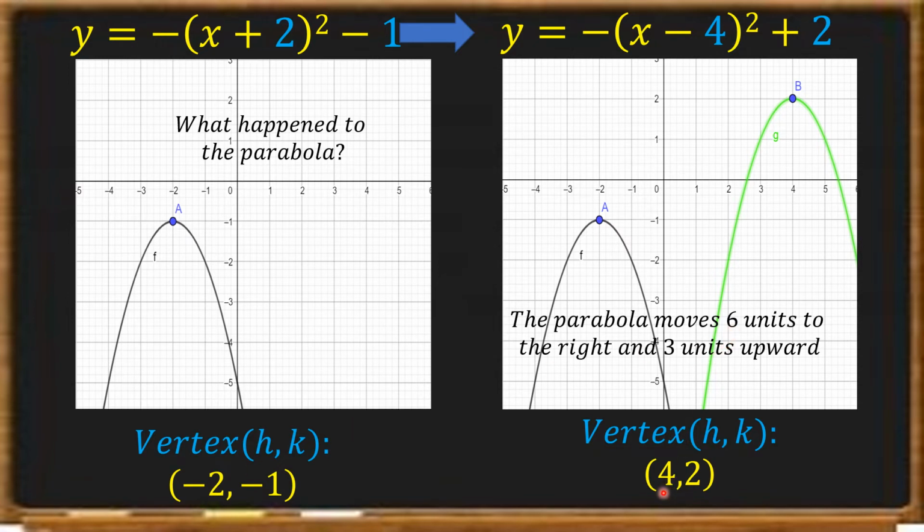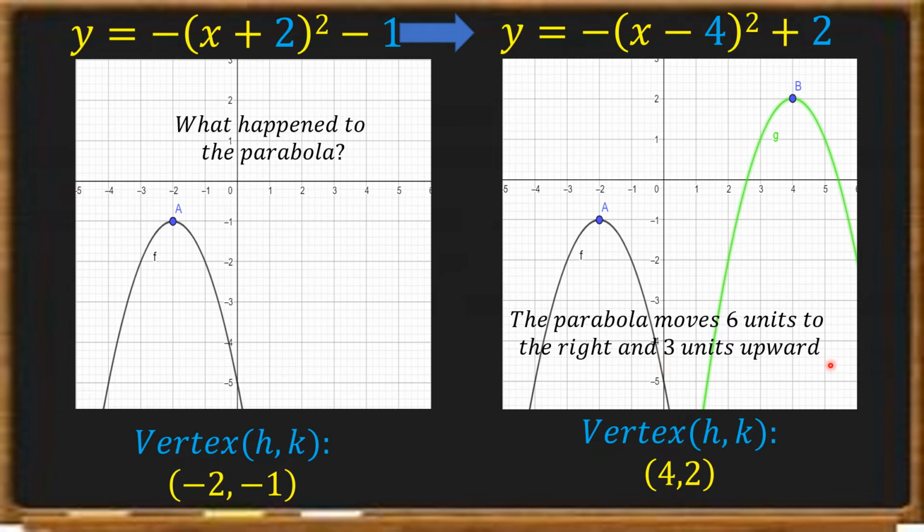Again, the process is 4 minus negative 2. You can write it down, 4 minus negative 2. What's the answer? It's 6. Here, 2 minus negative 1. So, subtract the two values of k. So, 2 minus negative 1. So, it's 3. So, 3 units upward.